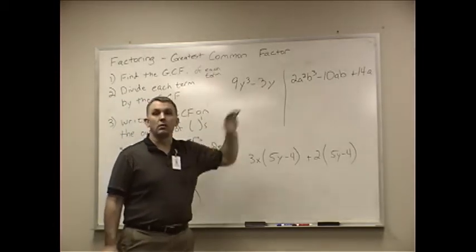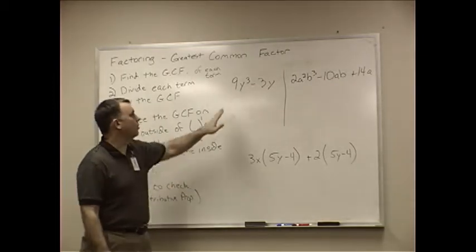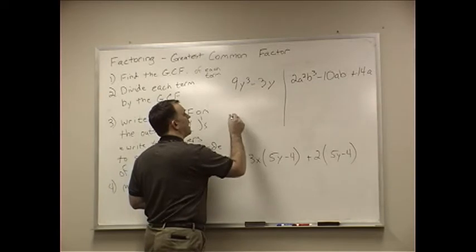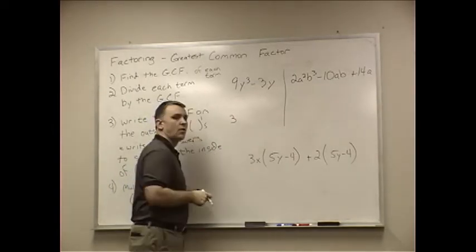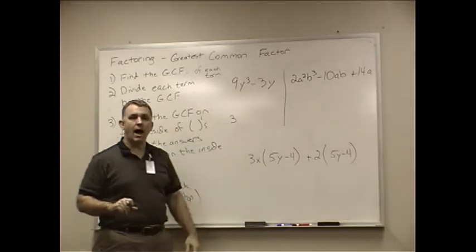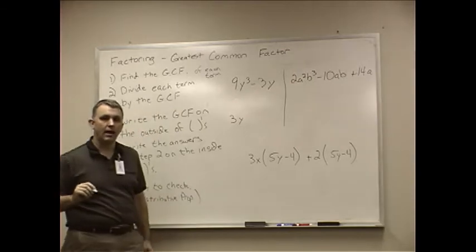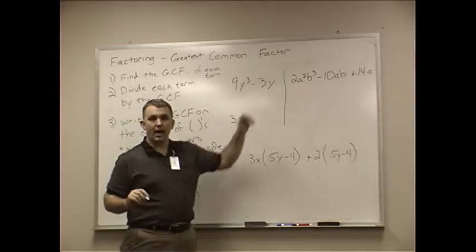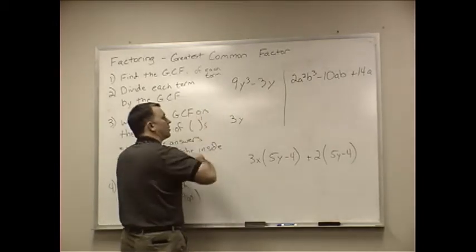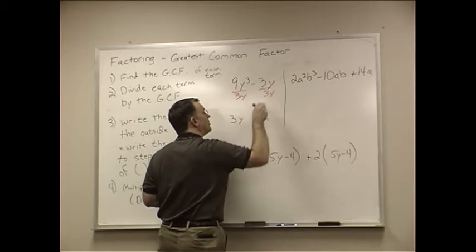So step 1, we look for the greatest common factor. What's the biggest thing we can divide out of both? Well, with 9 and 3, the biggest thing we can divide out is a 3. And y to the third and y, the biggest thing we can divide out is a y. So that is the greatest common factor. Step 2, we're going to divide each by the greatest common factor. Divide by 3y, divide by 3y.